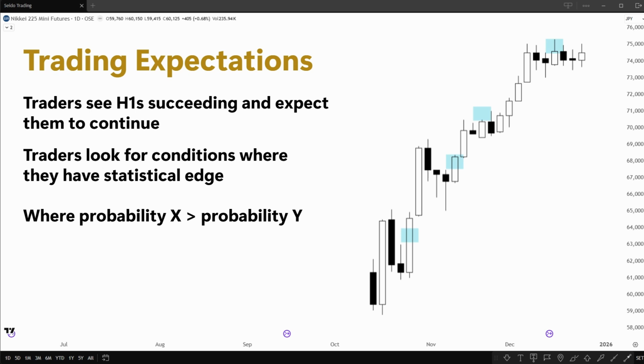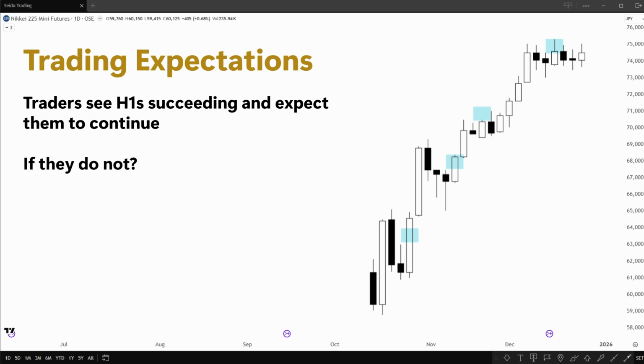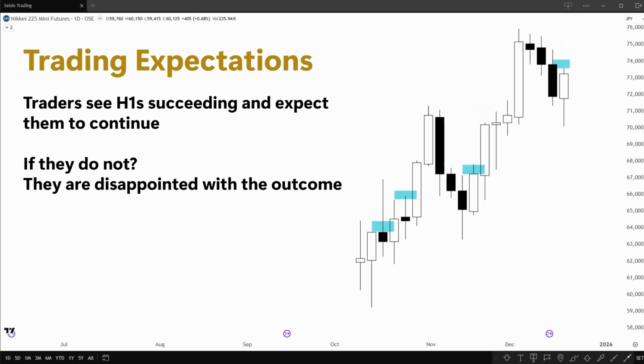When traders have a defined expectation that an H1 will succeed, for example, because every prior H1 in the trend has succeeded, and the expectation is not met, those traders are disappointed. They were positioned for an outcome that didn't occur. That disappointment doesn't just disappear. It shows up in the price action that follows. This carries across all expectations in the market.